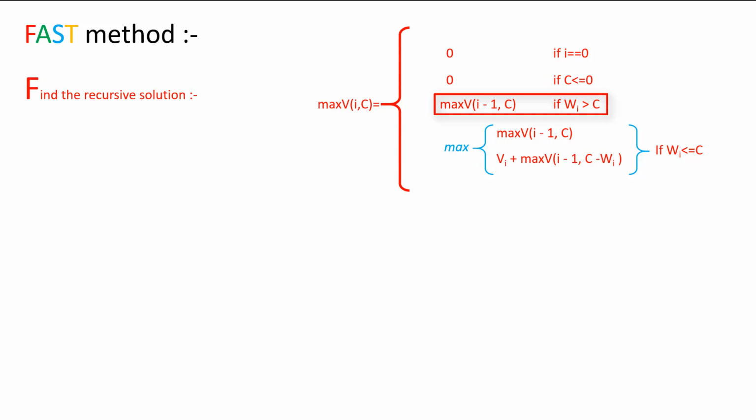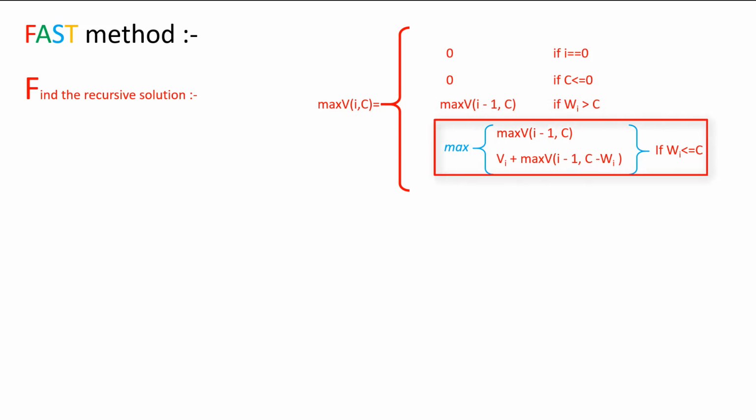For rejecting the item, you will use max of v(i-1, C). It means you are rejecting that item, so you have removed it from the iteration. Instead of i, now you will look for the i-1 item. And the next one is, if the weight of the item is less than or equal to C, then you have two choices. Either you will take it or you will leave it.